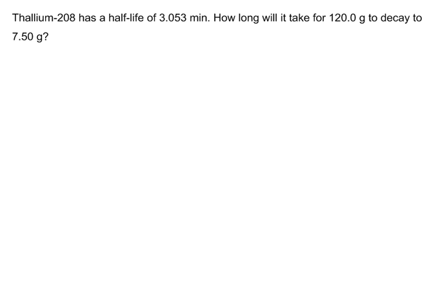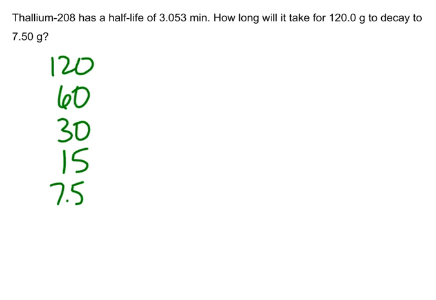Again, in order to find out anything in this problem, I need to know how many half-lives have occurred. I can go from 120, and 120 gets cut in half to 60, 60 gets cut in half to 30, 30 gets cut in half to 15, and then 15 gets cut in half to 7.5. So 1, 2, 3, 4. I had 4 half-lives here.